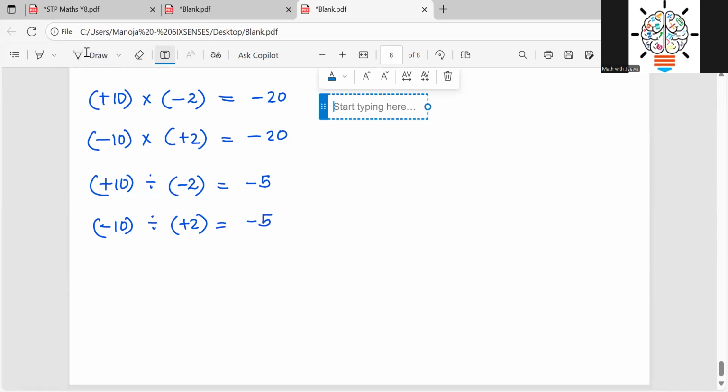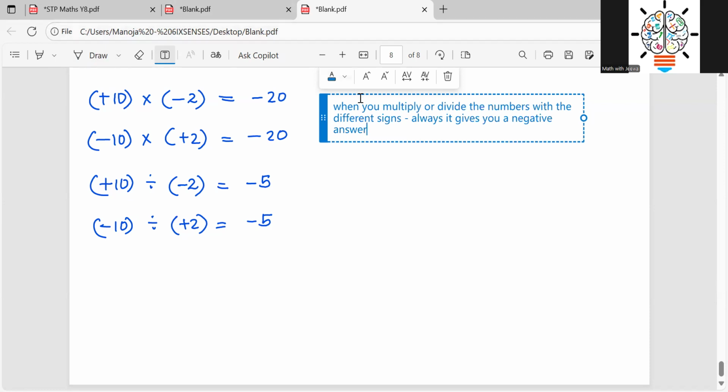So what is the reason here? That when you multiply or divide numbers with different signs, it always gives you a negative answer, right?